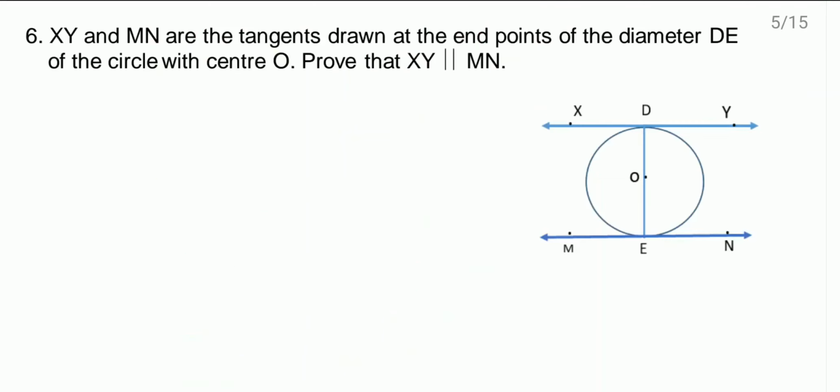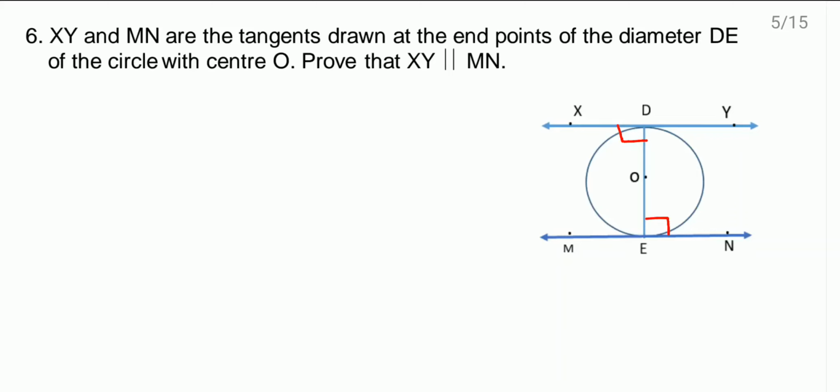Look at this question. This is the textbook question. XY and MN are the tangents drawn at the end points of diameter DE of the circle with center O. Prove that XY is parallel to MN. Just look at the figure here. OD is the radius and this XY is a tangent. Therefore, this angle is 90 degree. Reason is what? Radius is perpendicular to the tangent. Same thing is happening here. OE is the radius and this MN is the tangent. So this angle becomes 90 degree.